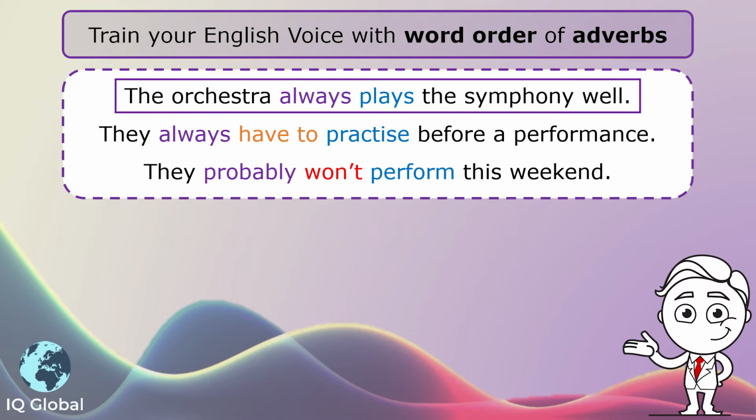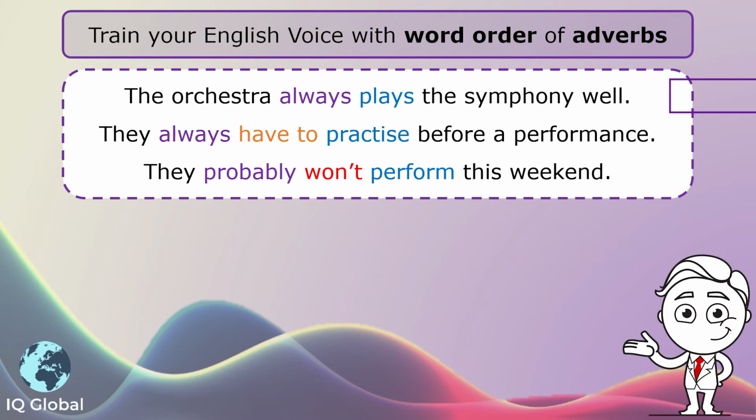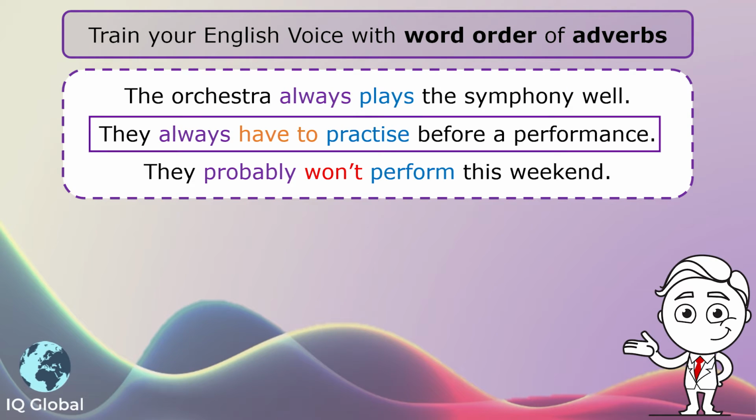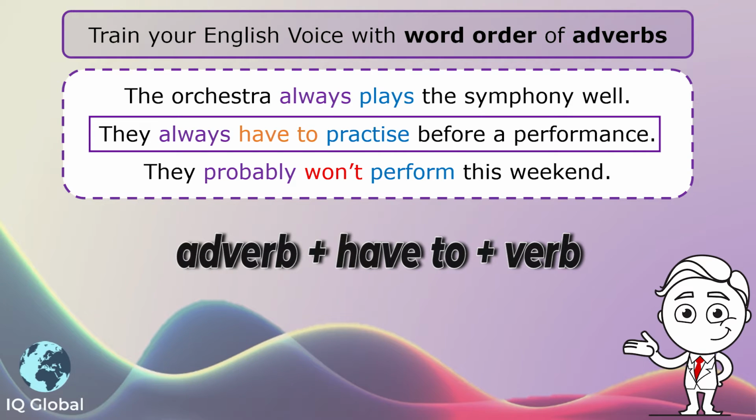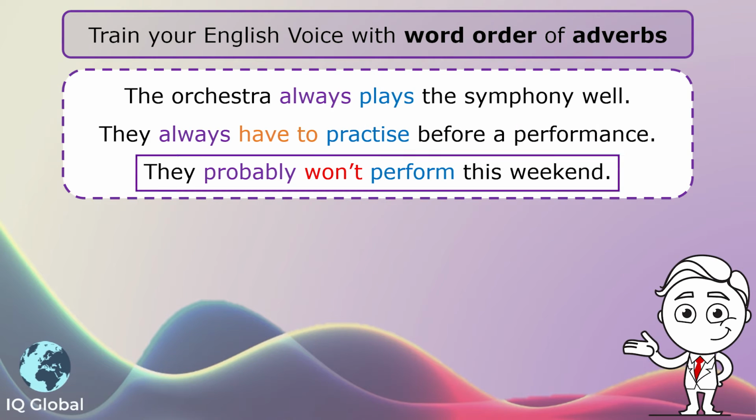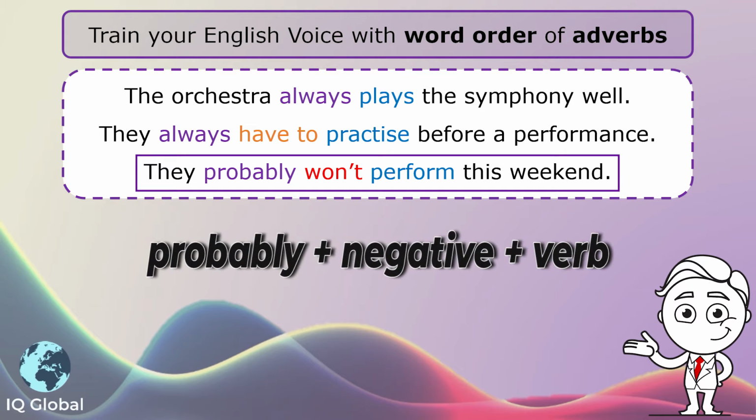The orchestra always plays the symphony well. Adverb, always. Verb, plays. They always have to practice before a performance. Adverb, have to. Verb, they probably won't perform this weekend. Probably goes before a negative.